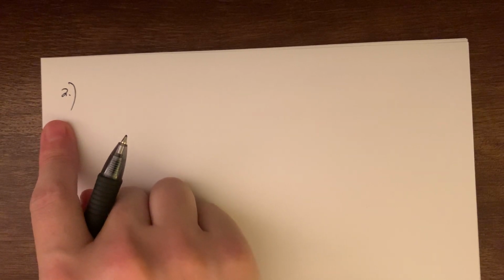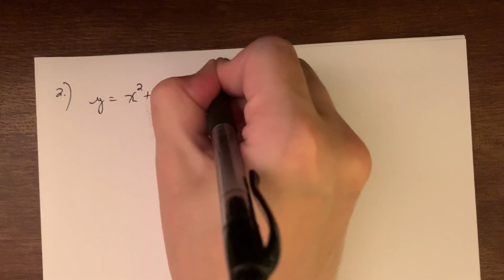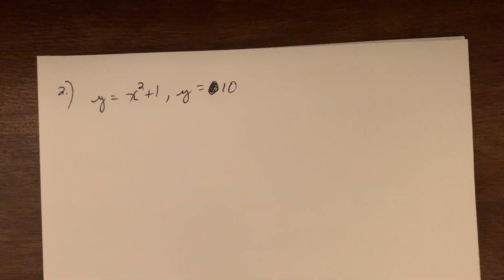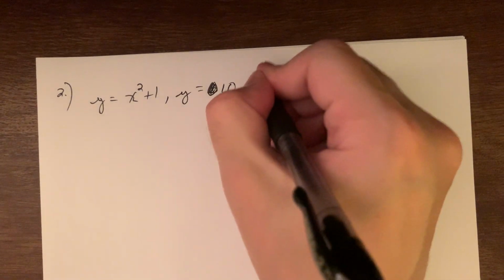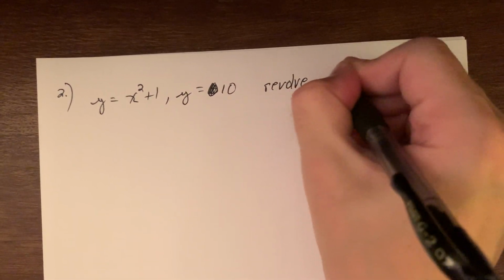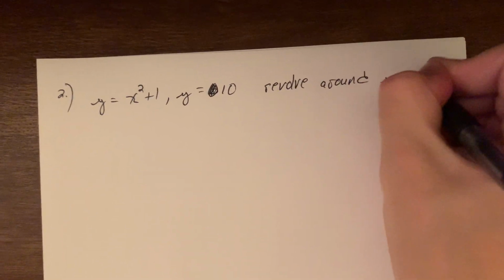So number 2, still setting up, but now when I give you your curve, let's start off, let's use y equals x squared plus 1 and y equals, let's go y equals 10. That's it, just those two. We're going to take those two curves and we'll revolve. Let's take this around the y axis.